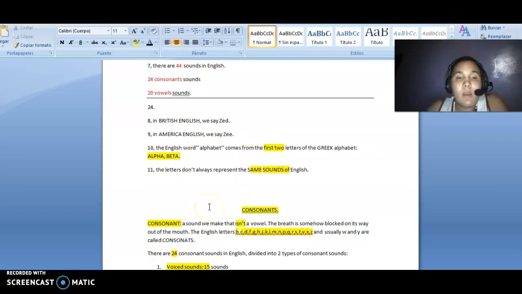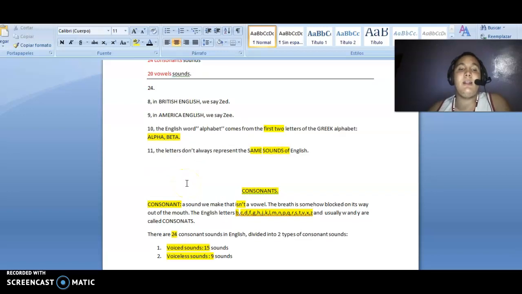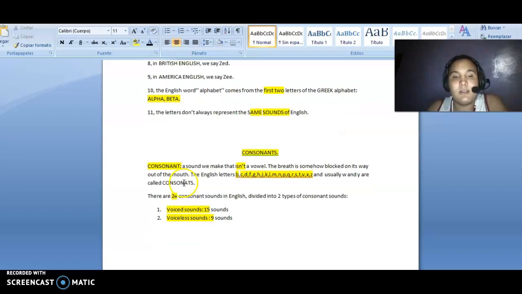Ten, the English word alphabet comes from the first two letters of the Greek alphabet, alpha and beta. Eleven, the letters don't always represent the same sound in English.